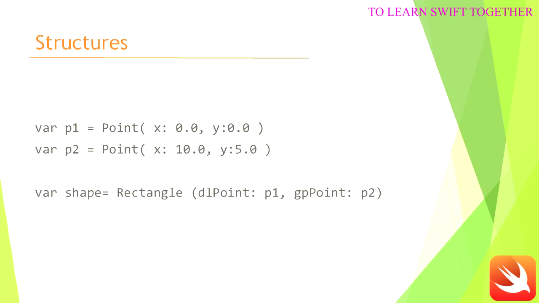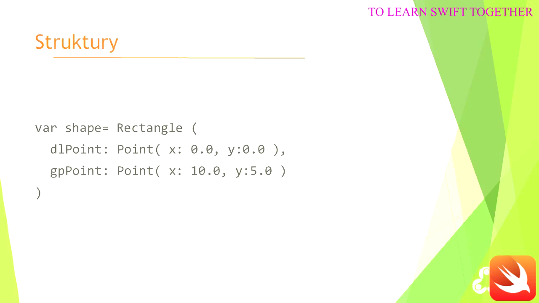For the rectangle with its lower left corner at point 0, 0 and its upper right corner at point 10, 5, the relevant declaration and initialization would look like this. It can be written in an even simpler way without using any auxiliary variables.